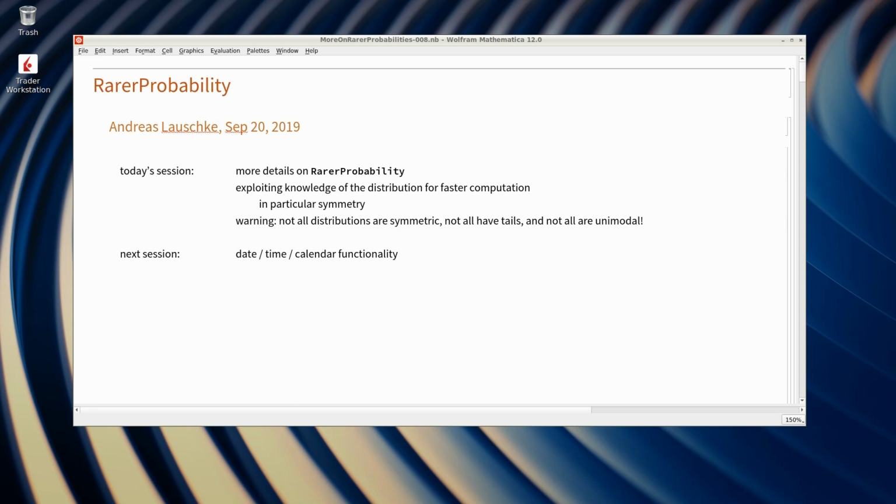In the second part, I will discuss some far-reaching consequences of the facts that not all of the continuous distributions have tails, not all of them are unimodal, and not all of them are symmetric. And again, these consequences are generally applicable and they have nothing to do with rarer probability specifically. But there are some characteristics of continuous distributions that you will face all the time when you're dealing with them as a data scientist. All right, so let's jump right into it.